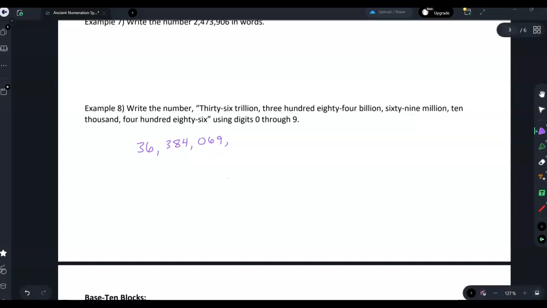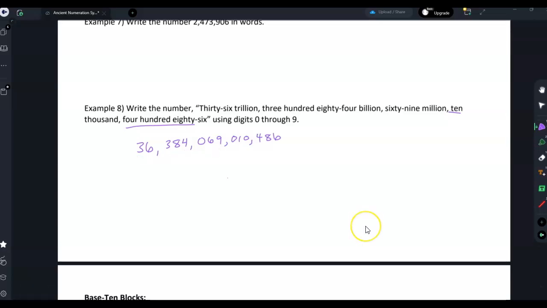And then we have 10,000. So that would be 010. And then finally 486. So again, we have the 10 for our thousands, the 69 for our millions, the 84 for our billions, and the 36 for our trillions. So that would be our number in digits.